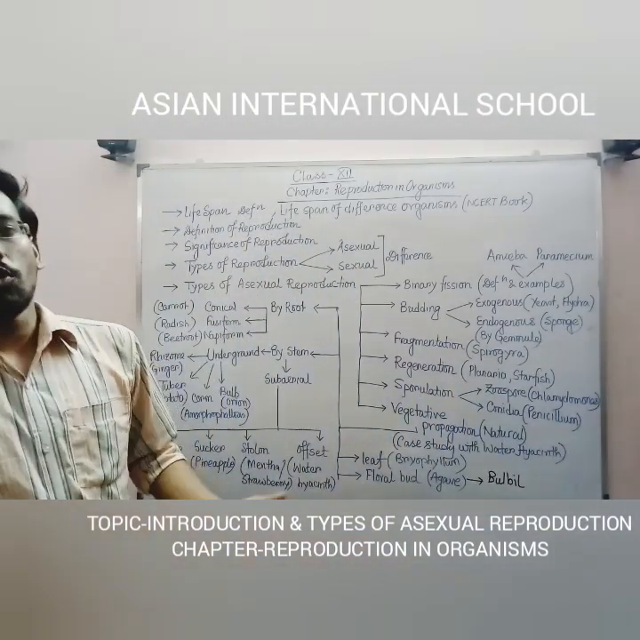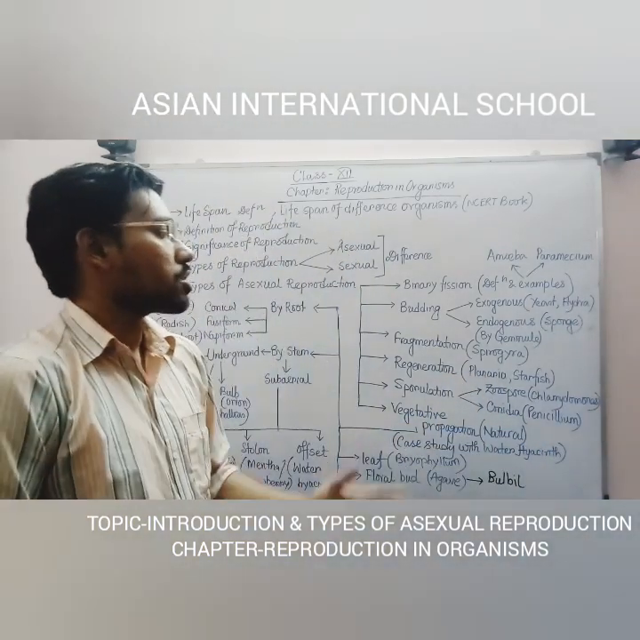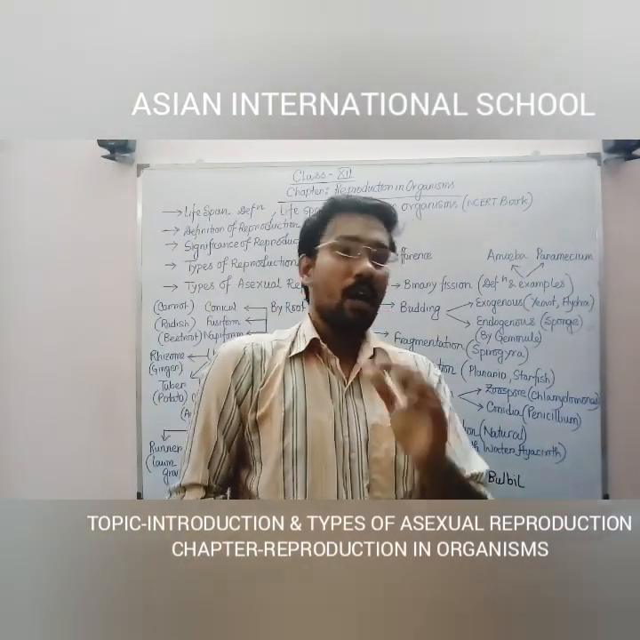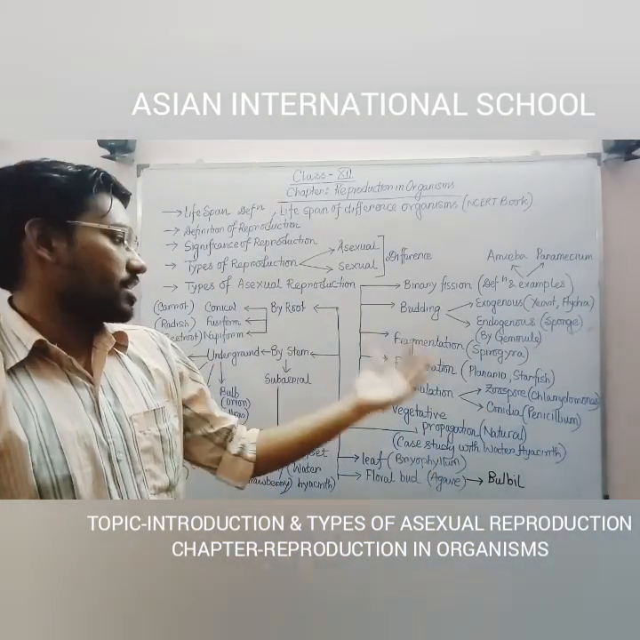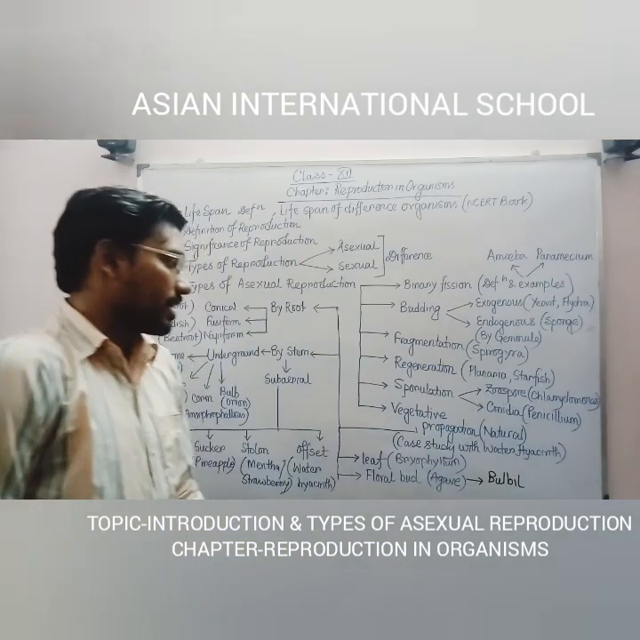Sporulation, that is a type of spore formation by the plant. Under sporulation there can be 2 types of spores. One is zoospore, another one is conidia. Zoospore is a motile spore, conidia is a non-motile spore. Zoospore is found in Chlamydomonas, conidia can be found in Penicillium.